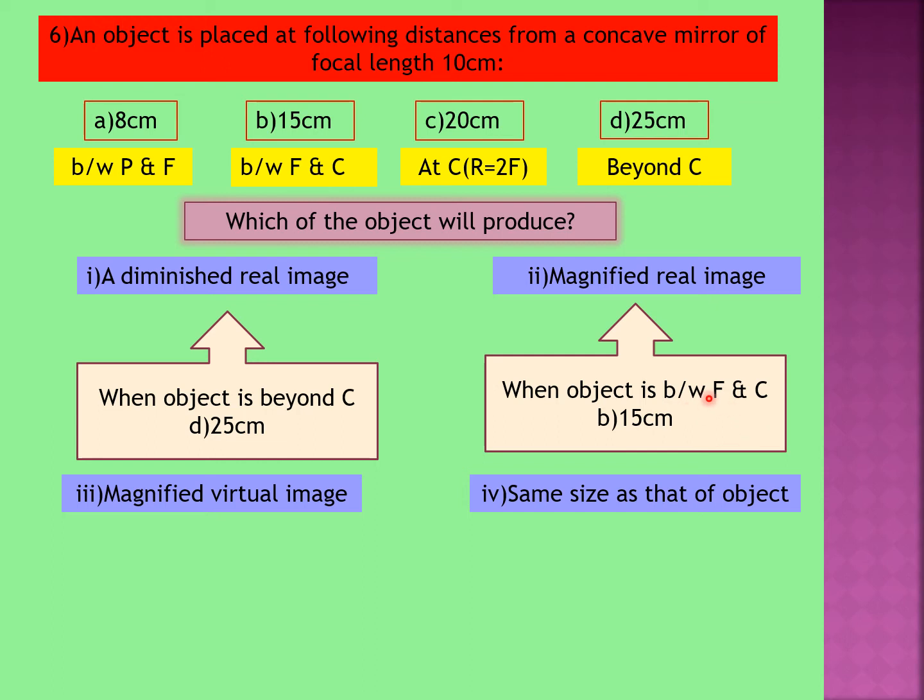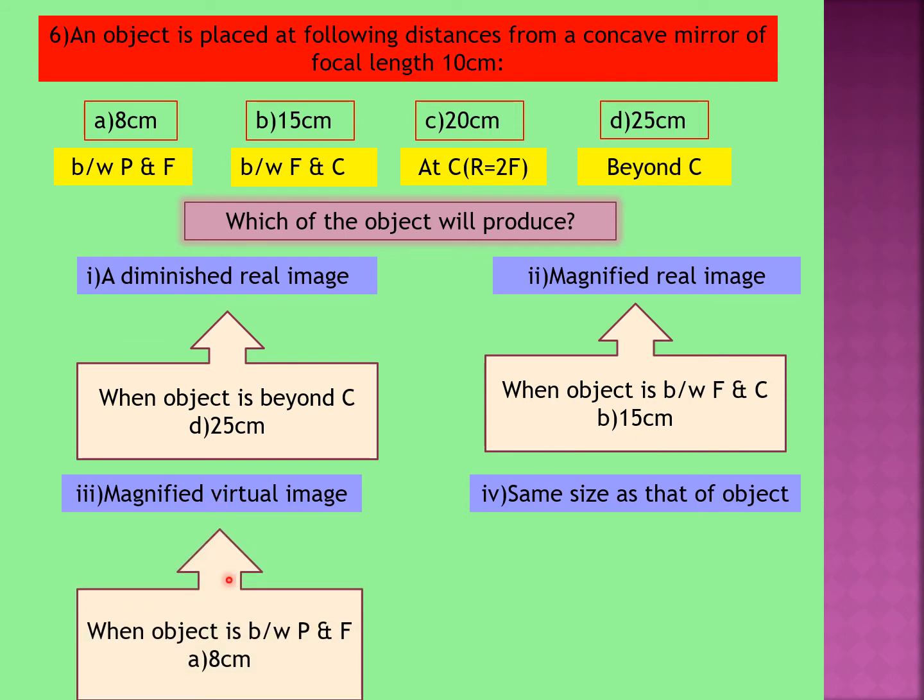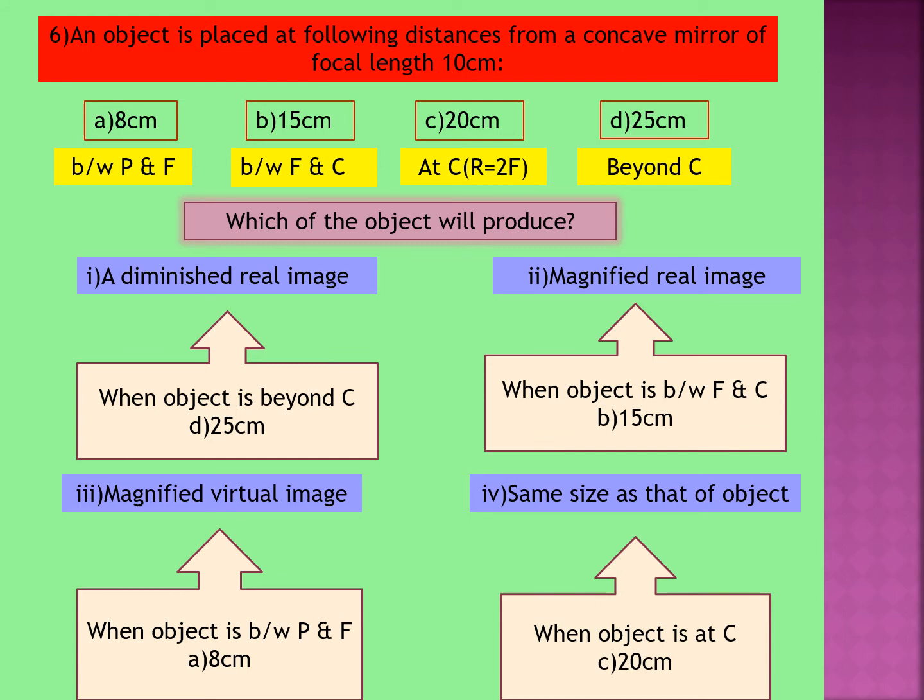Why between F and C, ma'am, and why not at C? Because at C we know that when the object is at C, the image is also at C and it also has the same size, correct? And now magnified virtual image they are also asking, so we know that magnified virtual image means the last case, that the object is between pole and focus. Same size we have discussed, that is when the object is at C, correct? So object is at C, image would also be at C and the size would also be the same.